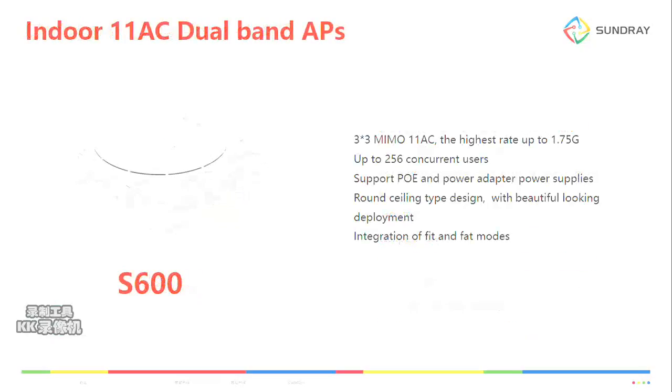Next is the indoor access point. The first indoor access point is an 11AC protocol AP. This one is 3 streams. Maximum throughput is 1.75 gigabit. This one also supports 256 concurrent users. It supports both PoE and local adapter power supplies. This one is also integrated. The new firmware will support both modes of Sundray's access points, standalone or fit mode.